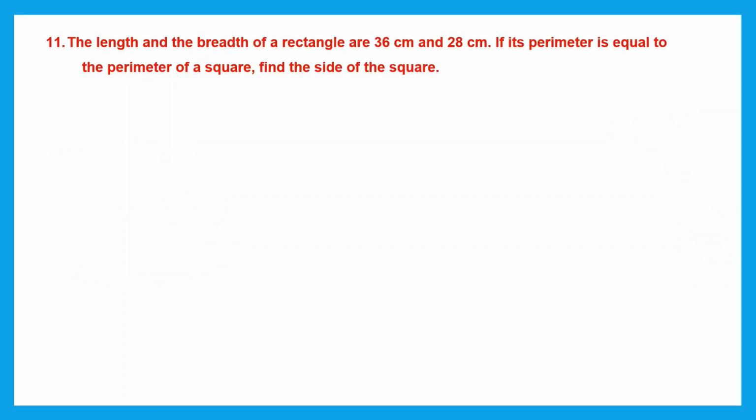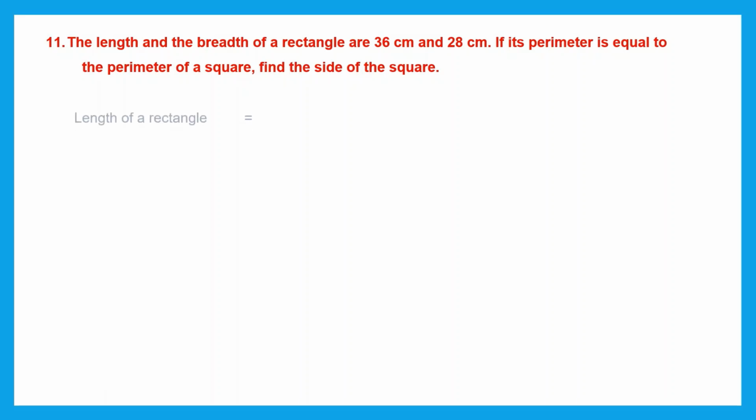Question 11. The length and breadth of a rectangle are 36 centimeters and 28 centimeters. If its perimeter is equal to the perimeter of the square, find the side of the square. Okay, so first we have to write what's given and then find the perimeter. And then read your question properly. The perimeter of the rectangle is the same as the perimeter of the square. So from that we should find the side of the square.